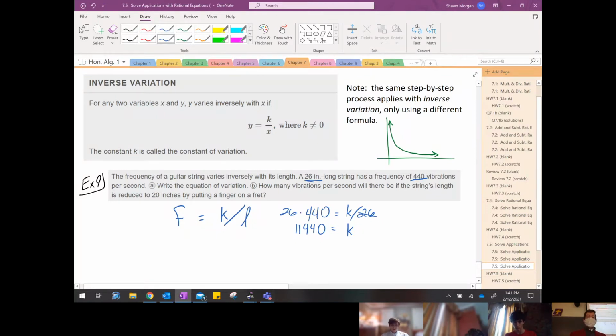All right, now in this case, I've got K, so my third and final step is to say, well, how many vibrations will there be? So F is unknown. Now I know what K is, 11440, and it says here we've got a length. Now the string is 20 because I'm putting my finger on the fret and holding it down to make it shorter.